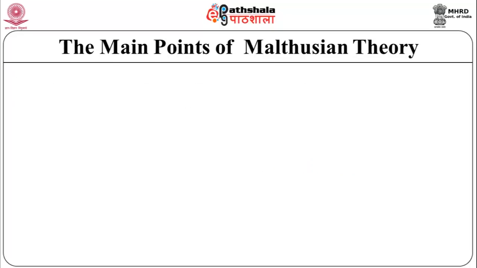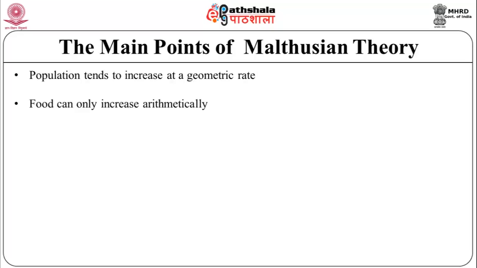Now let us discuss the main points of Malthusian theory. Population tends to increase at a geometric rate. Food can only increase arithmetically. Population expands to eat up any surplus.